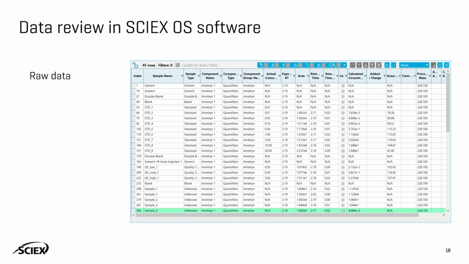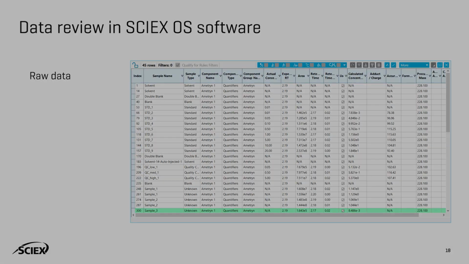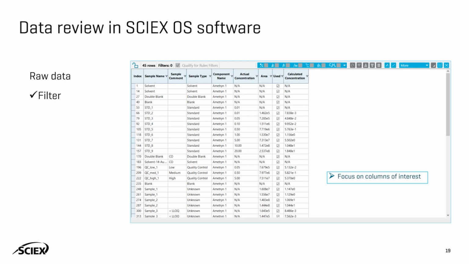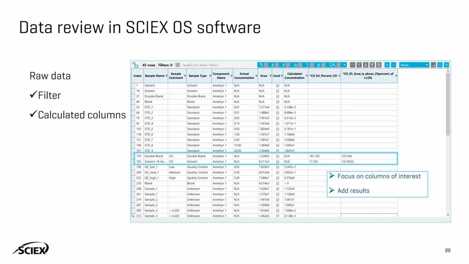On this next slide, you can see some typical raw data that you will get out of SCIEX OS. And you can see from this table that there are columns within the table that have no data in them. So these columns we don't really need. So what you can do is you can filter those columns, so all you're seeing is those columns that you're interested in. Then you can do calculations.